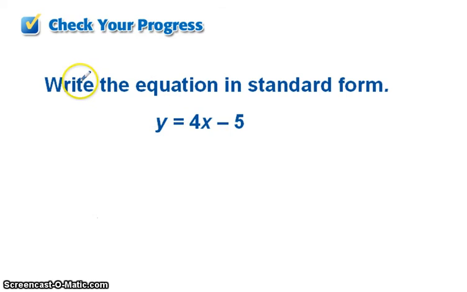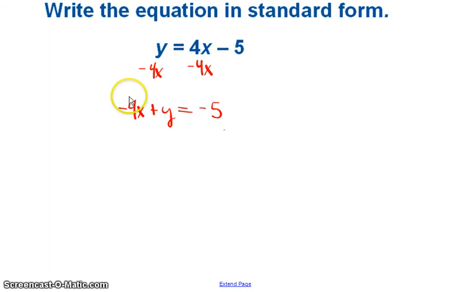So I want you to go ahead and check your progress problem, y equals 4x minus 5, and see if you can write that in correct standard notation, or standard form. Go ahead and pause the video. Okay, the first thing we need to do is get that 4x over here with the y. So to do that, we need to subtract 4x from both sides. But the problem is now we have this coefficient of x, and it's not greater than 0. It's actually a negative number. We need it to be greater than 0.